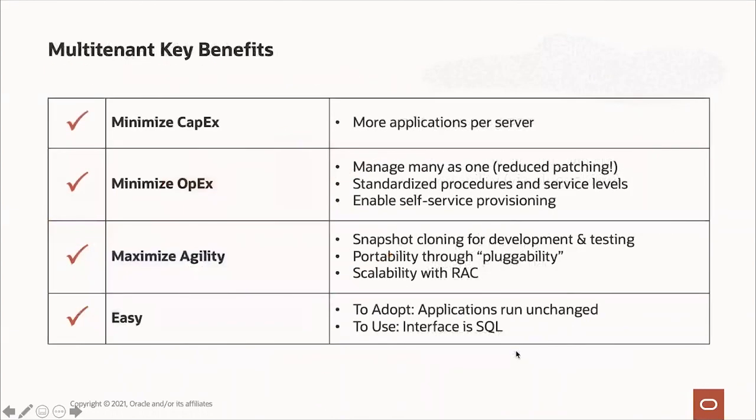So this is a summary of the benefits that multi-tenant delivers. You minimize capital expenses because we can get more applications per server, and we minimize operating expenses because you can manage many as one. We maximize agility with all of the examples that I've been talking about for the last half hour or so. And it's easy. It's easy to adopt because applications run unchanged, and it's easy to use because the interface is SQL. You already know how to use this.